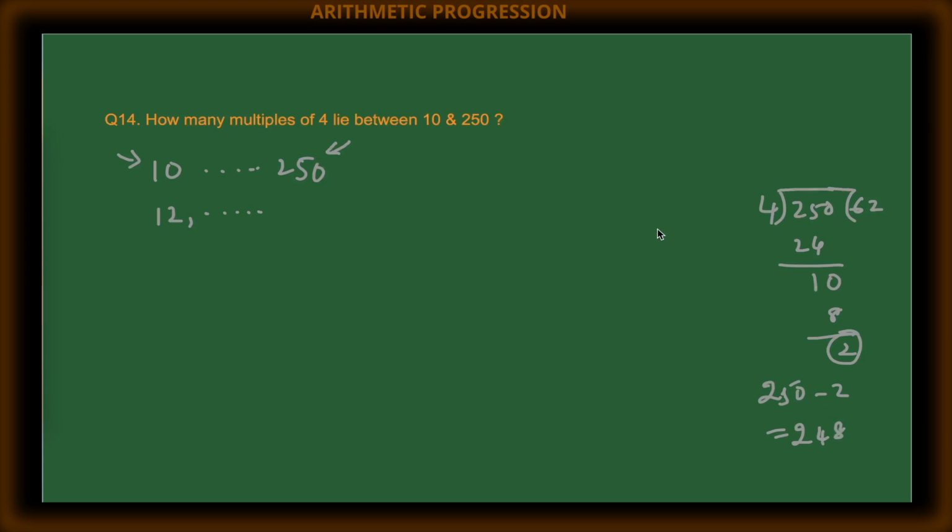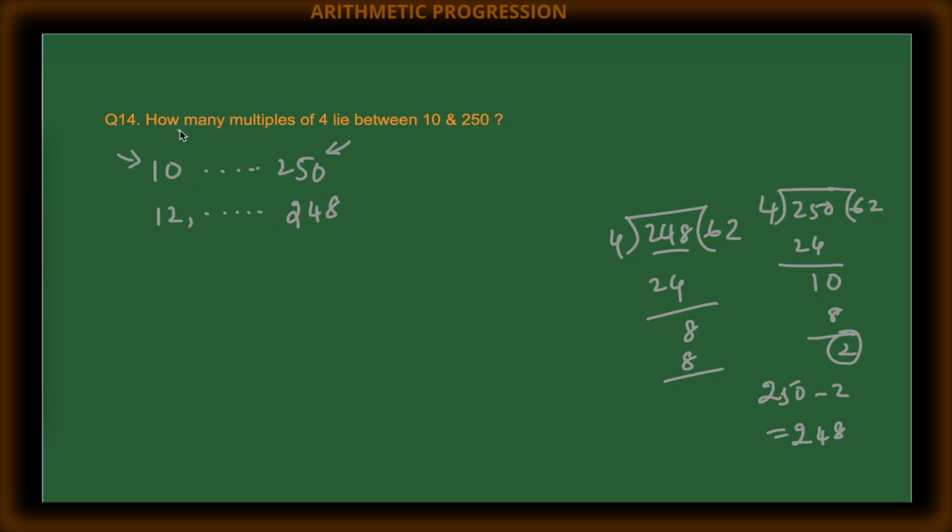Okay, so let's check whether 248 is divisible by 4. 4 times 6 is 24, 2, 7, 8. Okay, so it's divisible. So we got the last term, 248, which is divisible by 4.